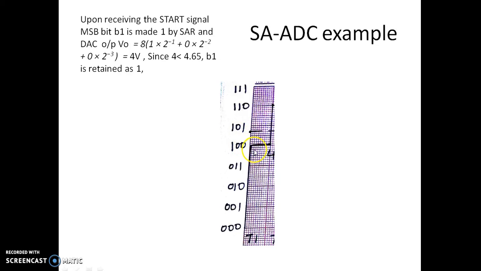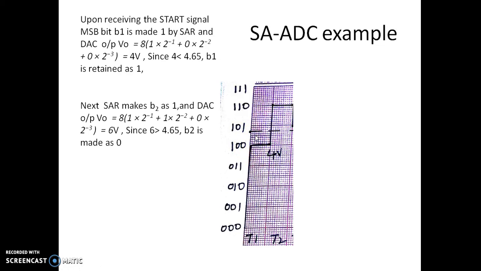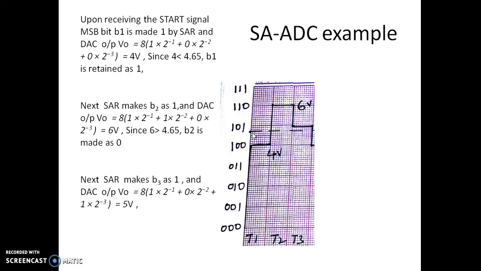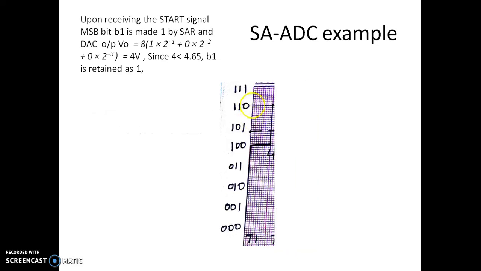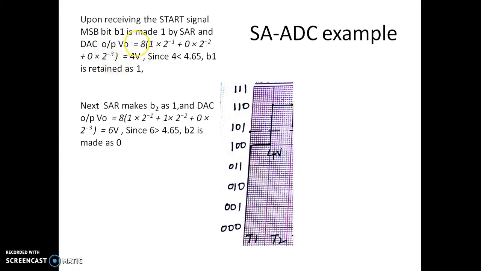This is the 4 volts here. It's not the reference voltage, it's actually the DAC output. The input voltage is 4.65. The output of the DAC is 4. Since the output of the DAC is less than the input voltage, the SAR retains logic 1 for bit B1, and in the next clock pulse it immediately makes the second bit B2 also 1.